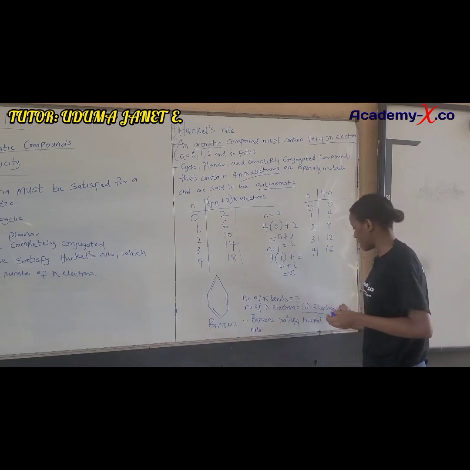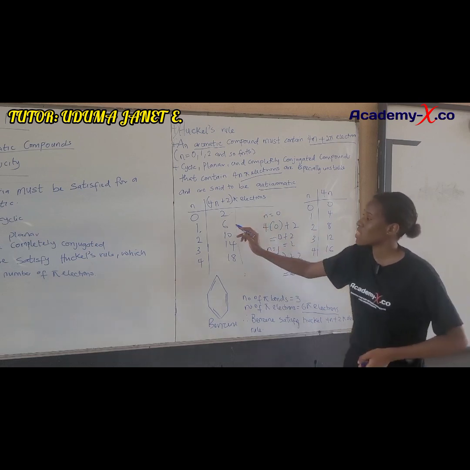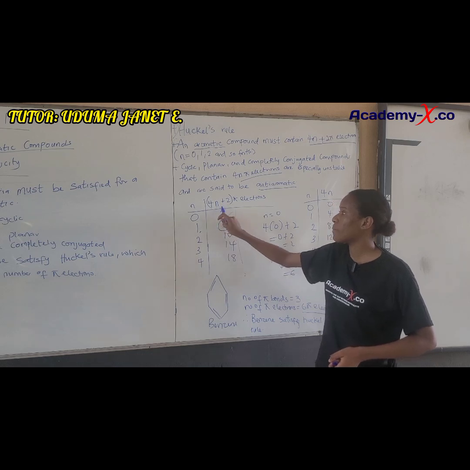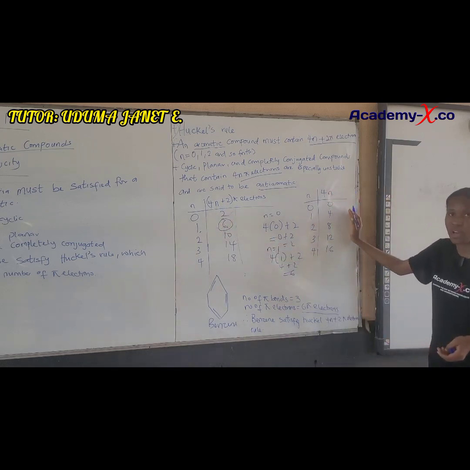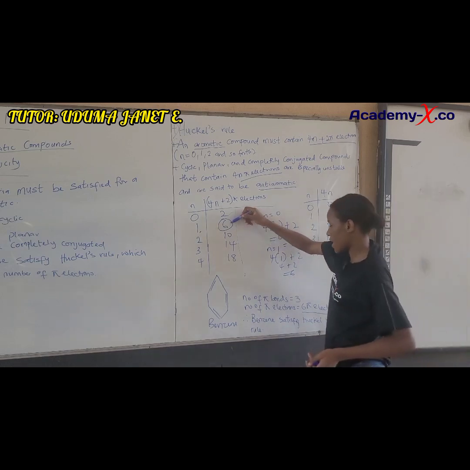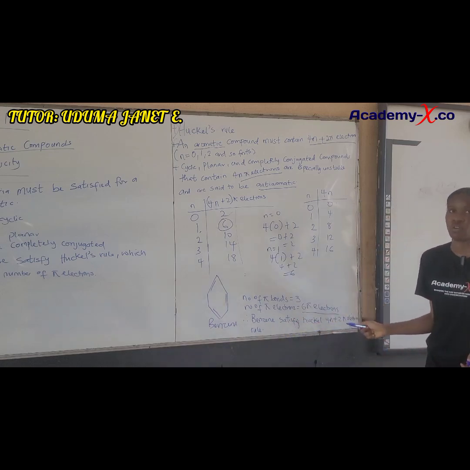Now, with these 6 pi electrons, we're going to come to this table and trace. We see that there's a 6 here, so it's satisfying Hückel's 4n plus 2. When you come under the 4n table, there's nothing like 6. What we have is 0, 4, 8. So since there's a 6 here, benzene satisfies Hückel's 4n plus 2 pi electron rule.